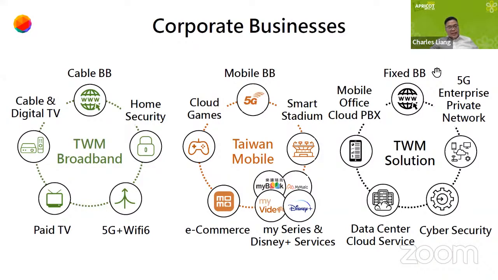The third one, TWM Solution, is the brand name of the fixed enterprise services: fixed broadband internet, mobile office, cloud PBX. Customer smartphone can be the extended number of the office PSTN lines, data center, cloud service, cybersecurity, 5G enterprise, private network, and so on. Next page, please.